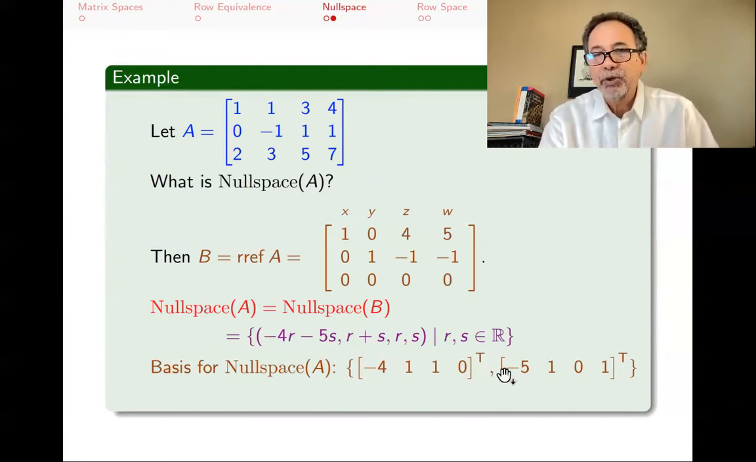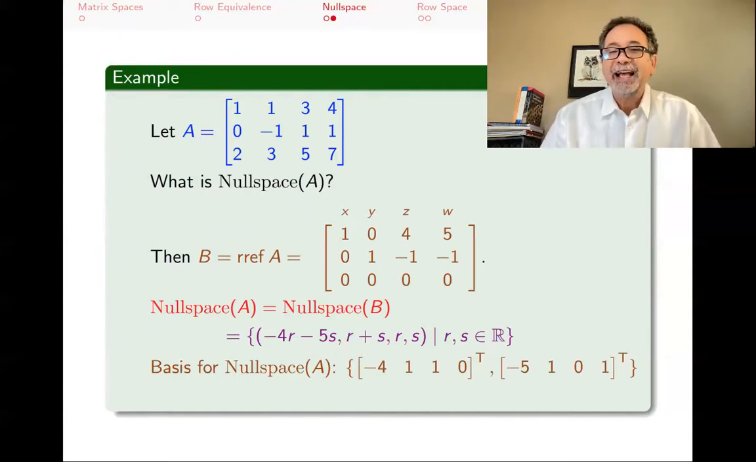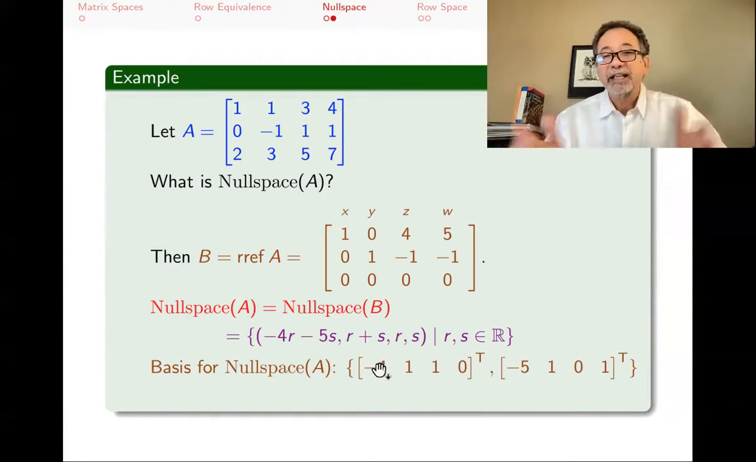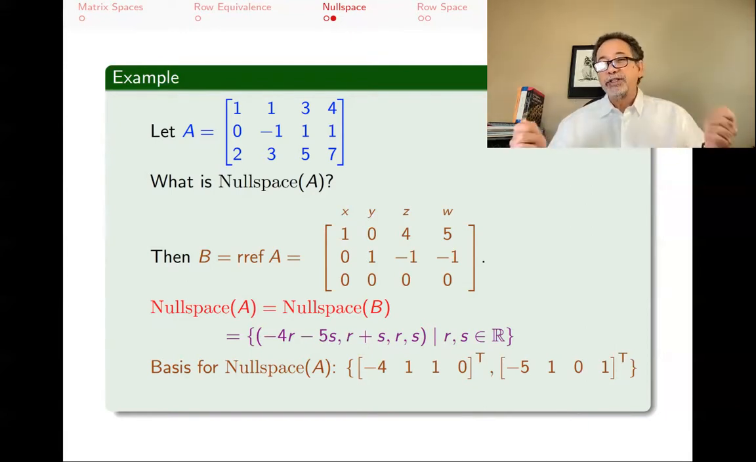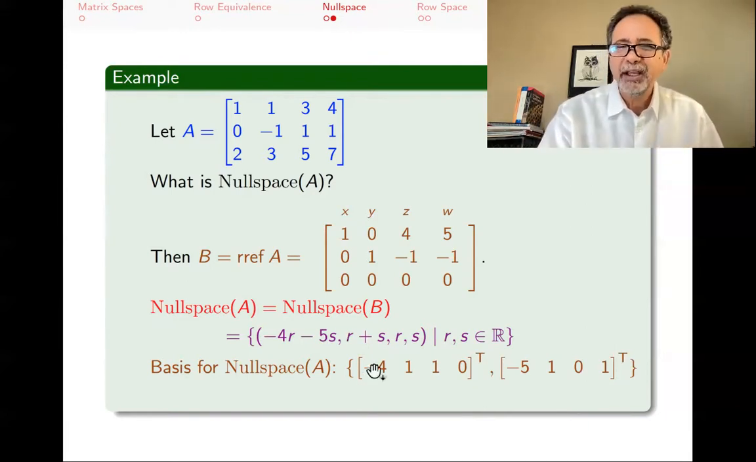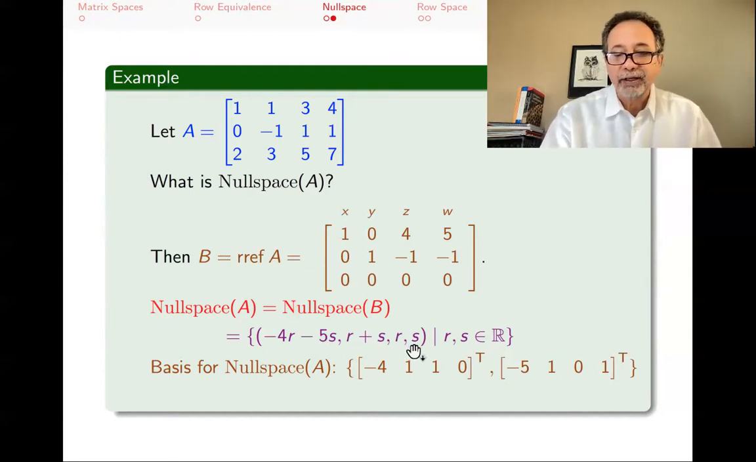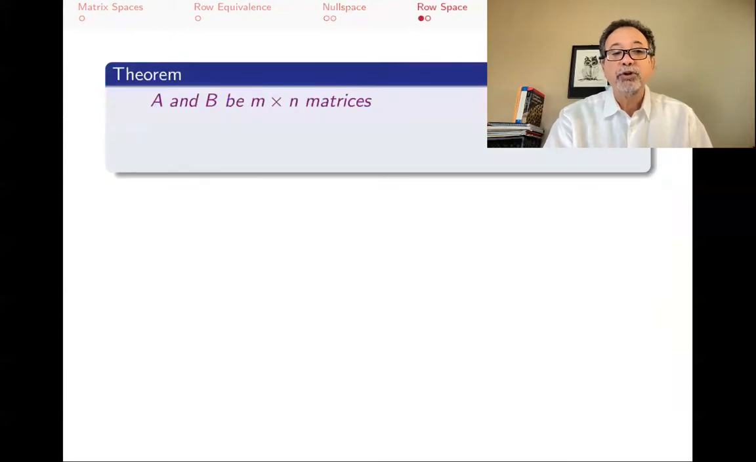I wrote transpose because I usually like to think of elements of the null space as column vectors, although I didn't do that over here. If I just want to tell you what the set is, I don't really care if it's a subspace of R4, or whether I wrote things as row vectors or column vectors. But when I'm thinking of them as matrices, then I like to think of the null space as column vectors. And the nullity of A, which is the dimension of the null space, is 2 because there are two elements in the basis. Okay, now let's move on to the row space.